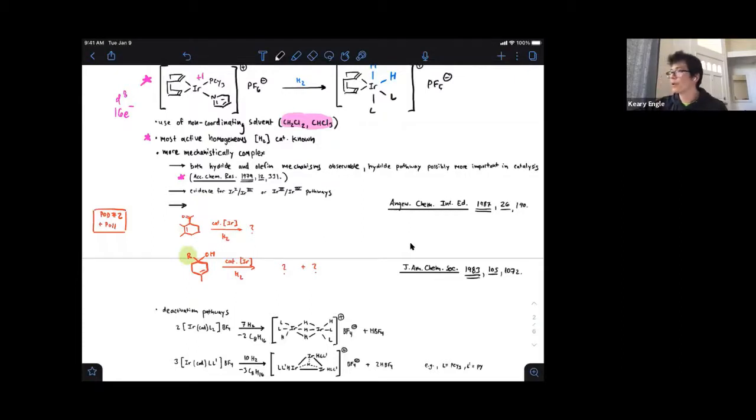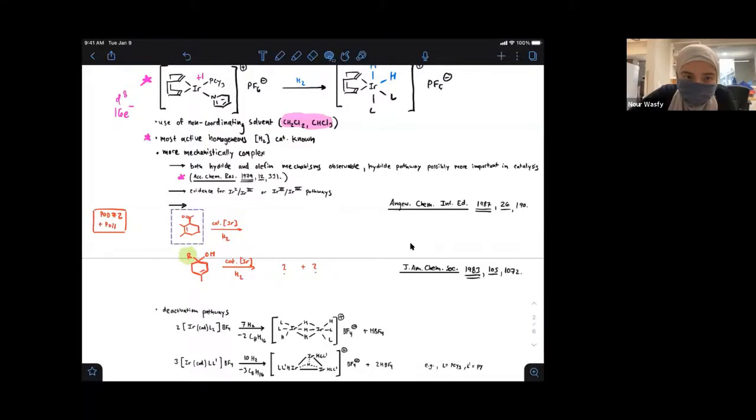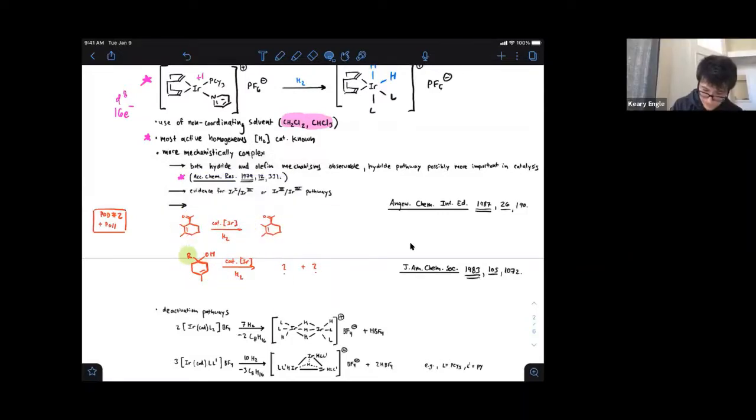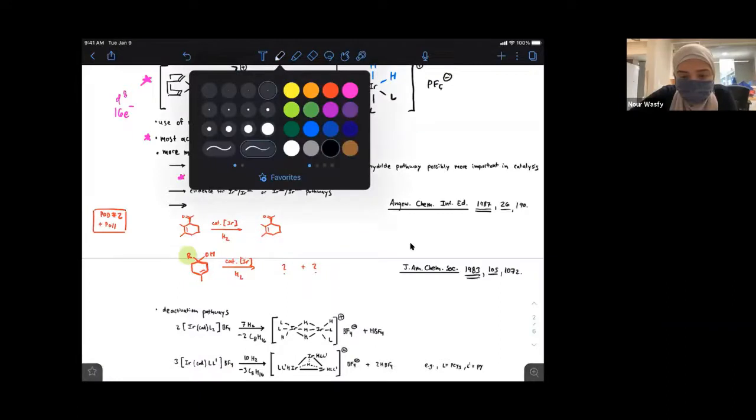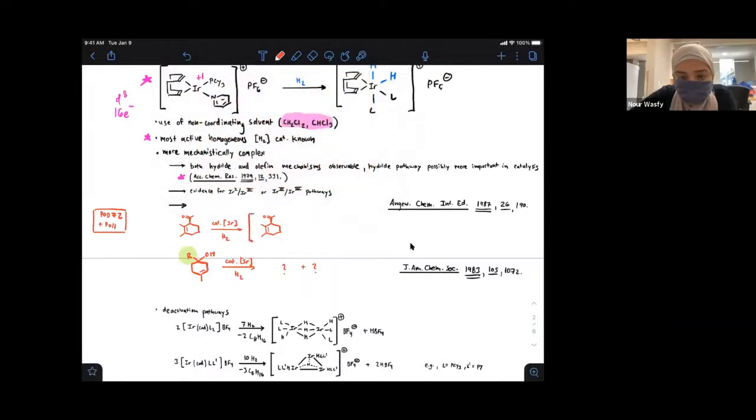So is anyone who, let me see, Noor, did you answer A? Yes. Why A? So I would think it's directed. So the carbonyl is coordinating to the iridium and directing the facial selectivity. Aha, okay. So let's draw out the intermediate that Noor proposed as well.